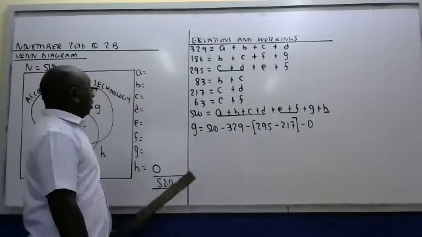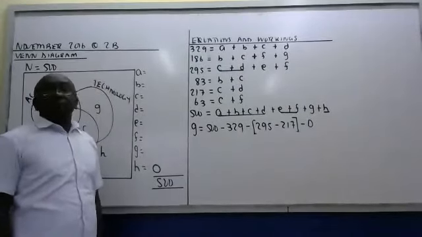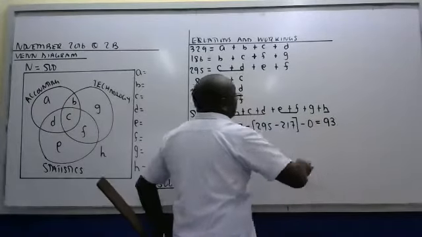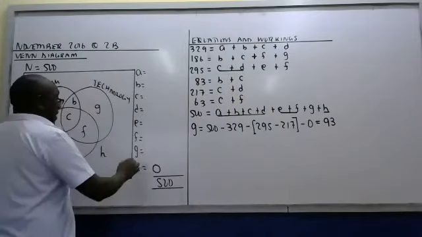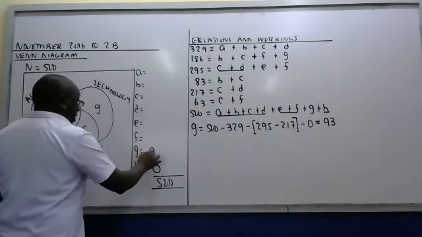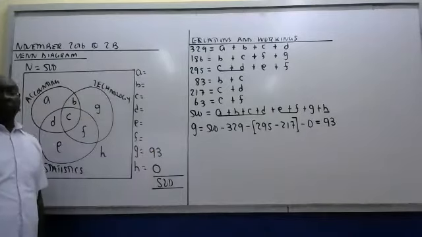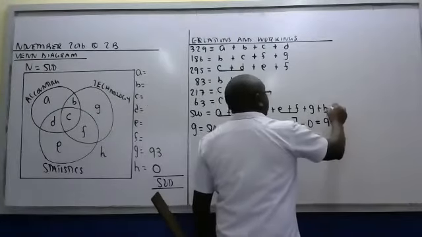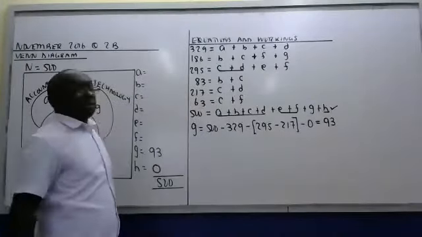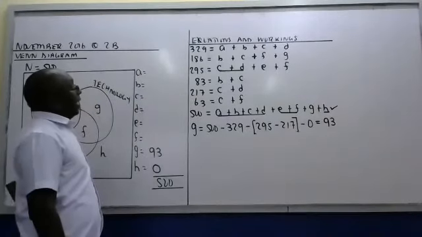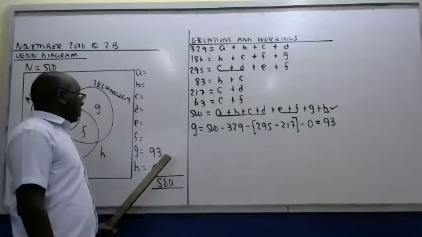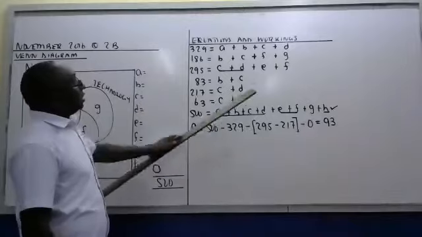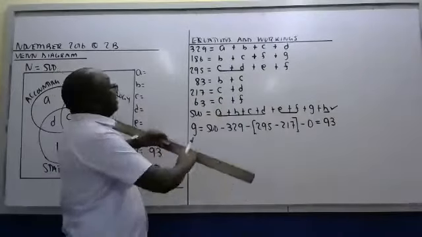Okay, so give me the answer. 93. So G is 93. So we give 93 here. Then this equation has assisted us, and the latest value we have gotten is G. So we look for G, and we find it is there.